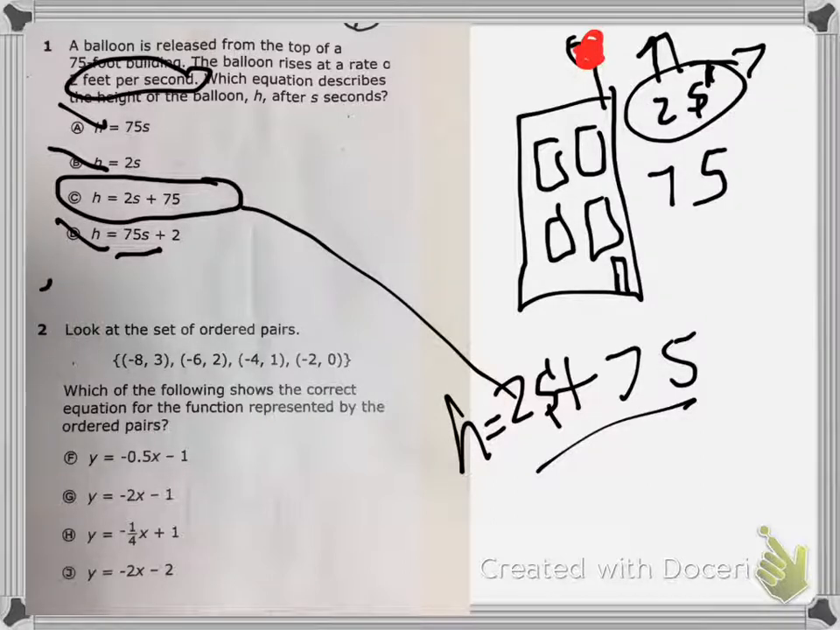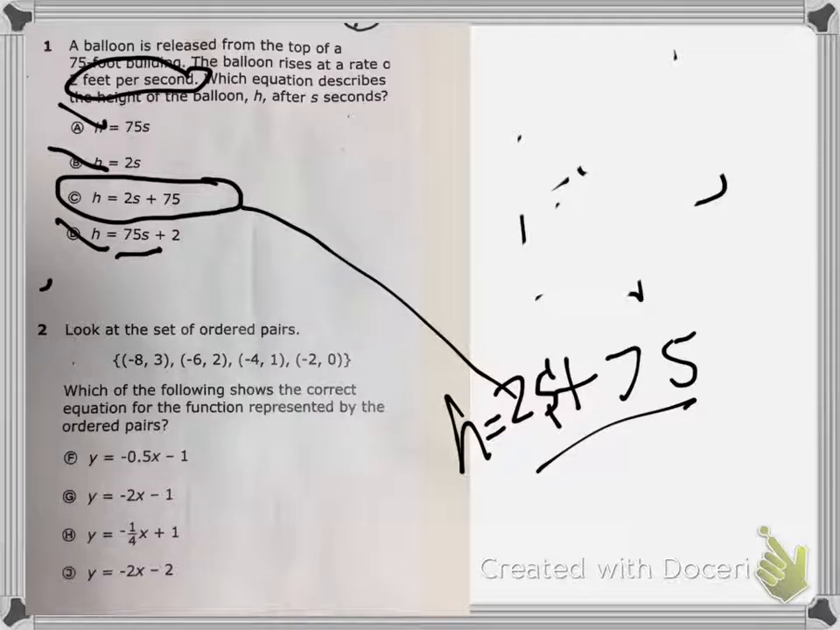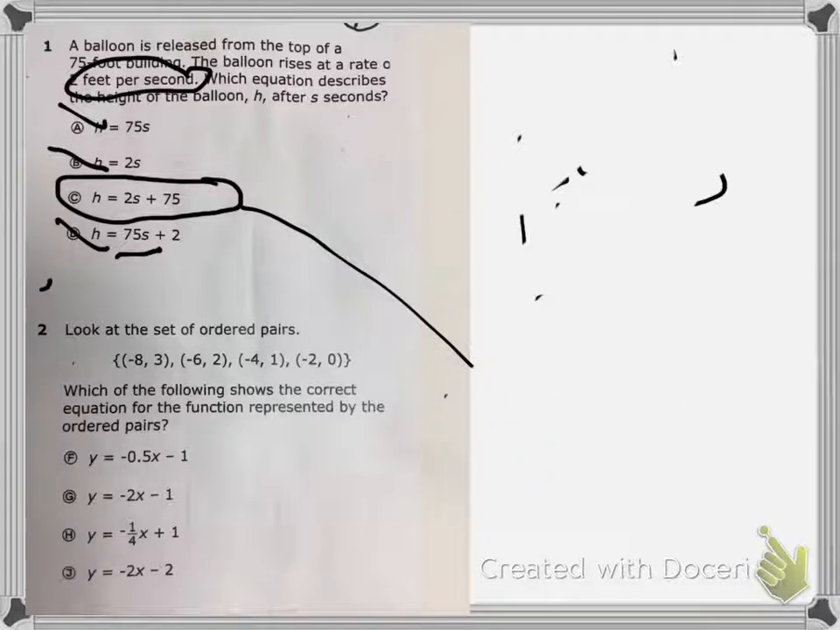All right, number 2, it says, look at the set of ordered pairs. And when you look at the set of ordered pairs, I can see that those are my x and y coordinates. So it says, which of the following shows the correct equation for the function represented by the ordered pairs? So what we're going to do in this situation is, again, use our calculator to help us. When I see ordered pairs, remember what I taught you. Every time you see an ordered pair or a table, you should go to stat. And so we're going to hit stat.